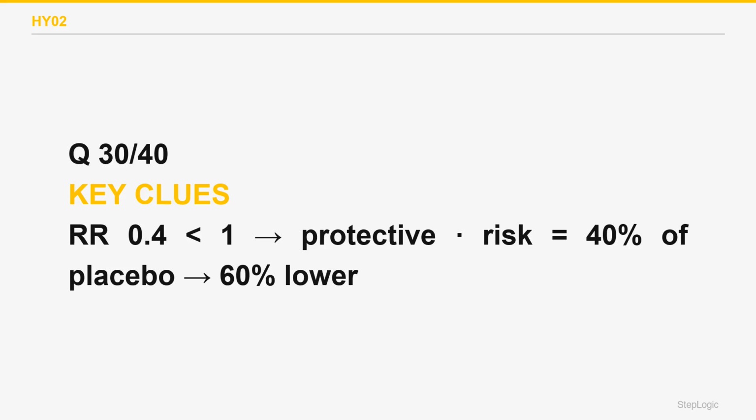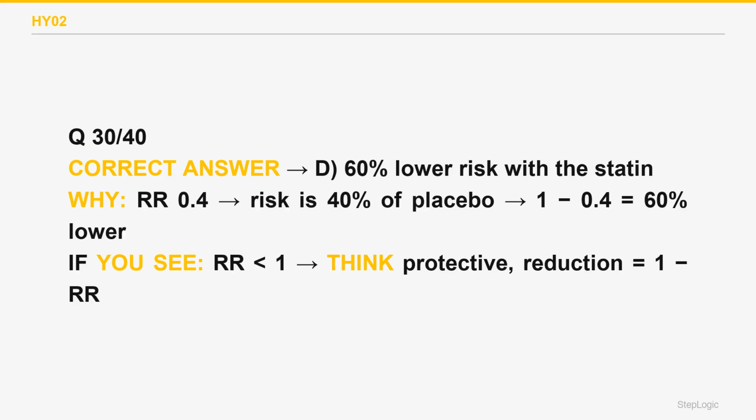A relative risk below 1 signals a protective effect. An RR of 0.4 means statin patients have only 40% of the event risk of placebo patients, equivalently a 60% lower risk, 1 minus 0.4. The further below 1 the relative risk, the stronger the protection. The correct answer is D.